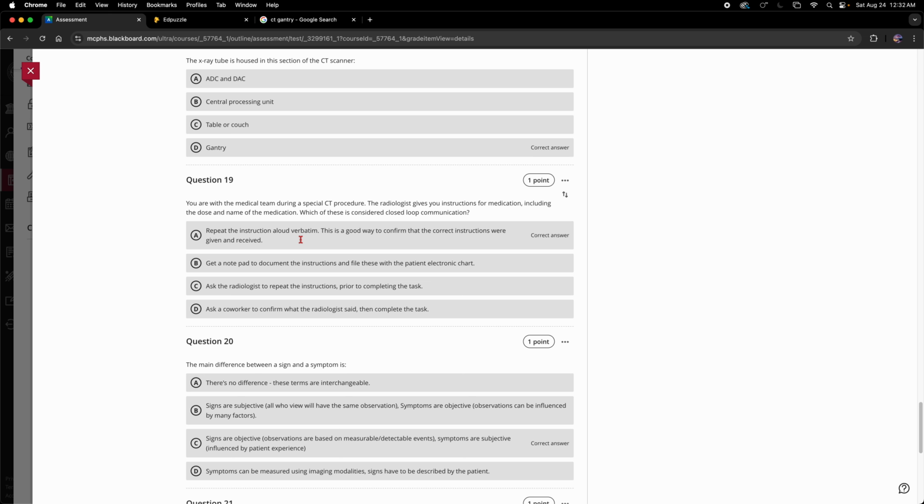Ask the radiologist to repeat the instructions prior to completing the task. You can, if it's not clear, right before completing the task. This is your step. Ask your coworker to confirm what the radiologist said. That is the least responsible thing to do.